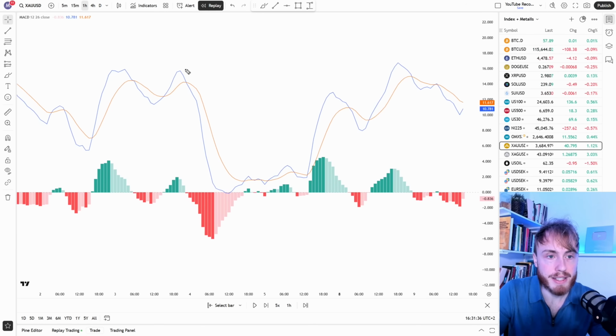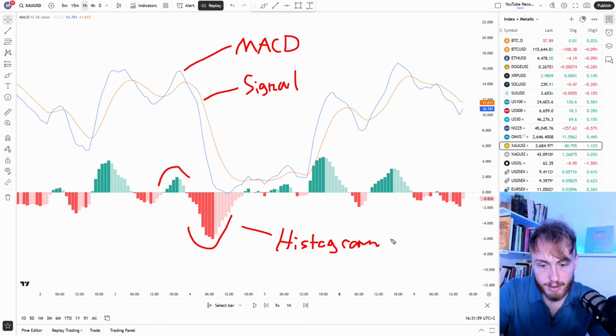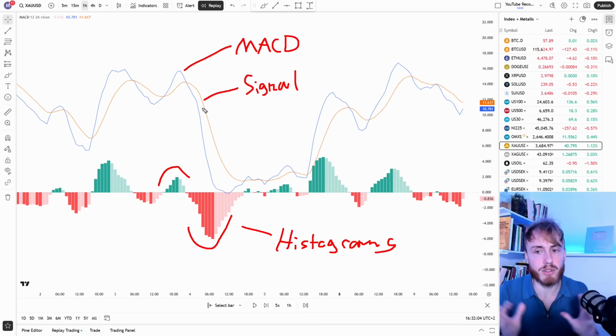First of all, we have the blue line right here. This is the MACD line. We have the orange line right here. This is the signal line. And then we have these sort of mountains and valleys. These right here are called histograms. And what you can maybe already notice, you can actually try to do this on your own.